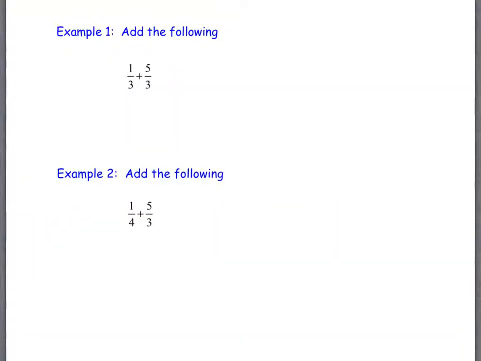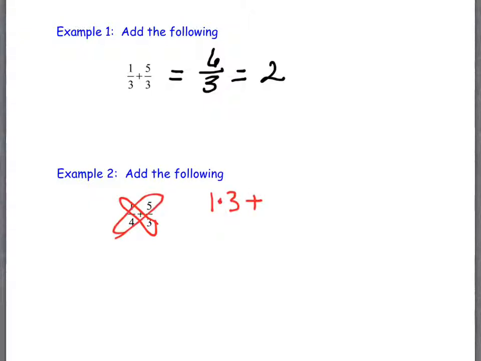But this is one way to do that. Okay? So we're going to take a look at 1/3 plus 5/3 and then 1/4 plus 5/3. So if we've got the same denominator, what does this first one become? 6/3. And then if you were to reduce, it would become 2. The second one, again, one way to do it, and I'm going to do it to show you how this works, is to multiply the first cross, so 1 times 3. Multiply the second one, 5 times 4. And then you multiply the denominators together, 4 times 3.